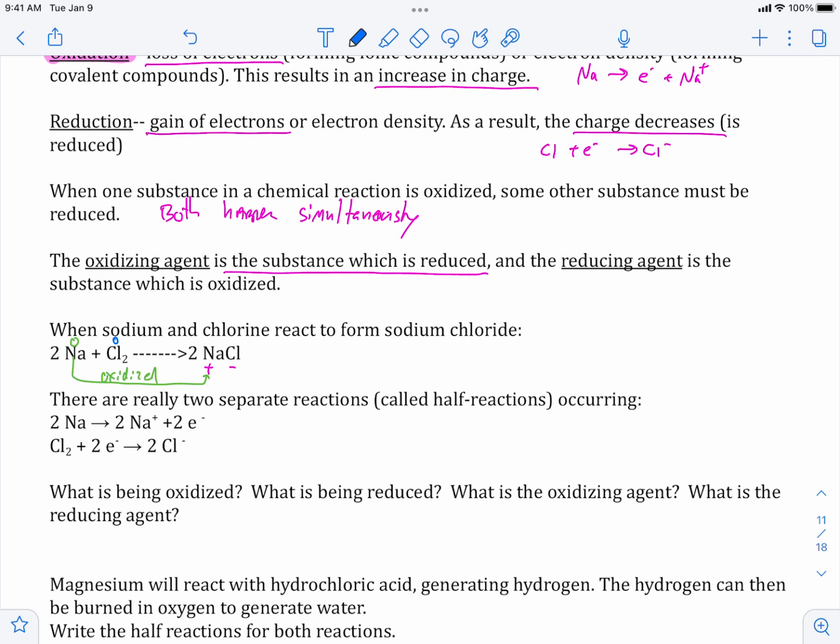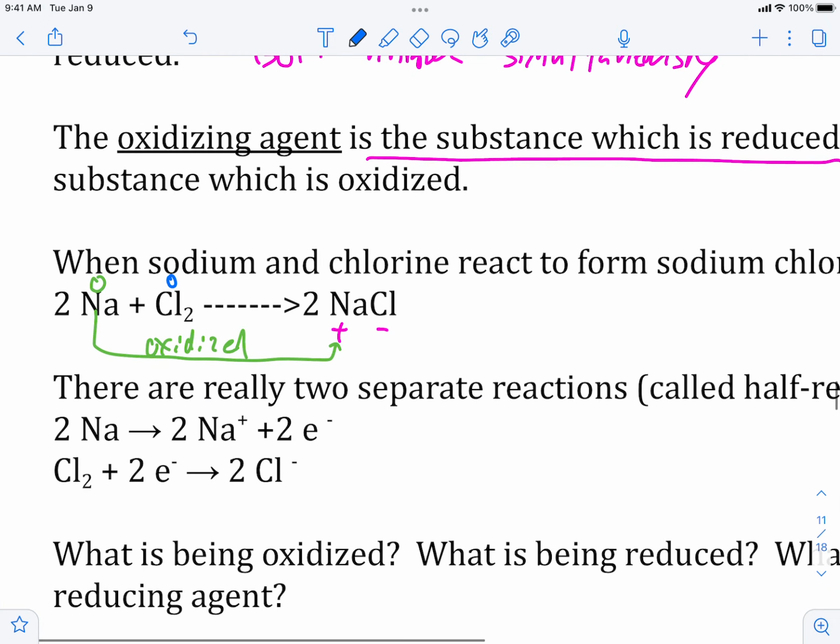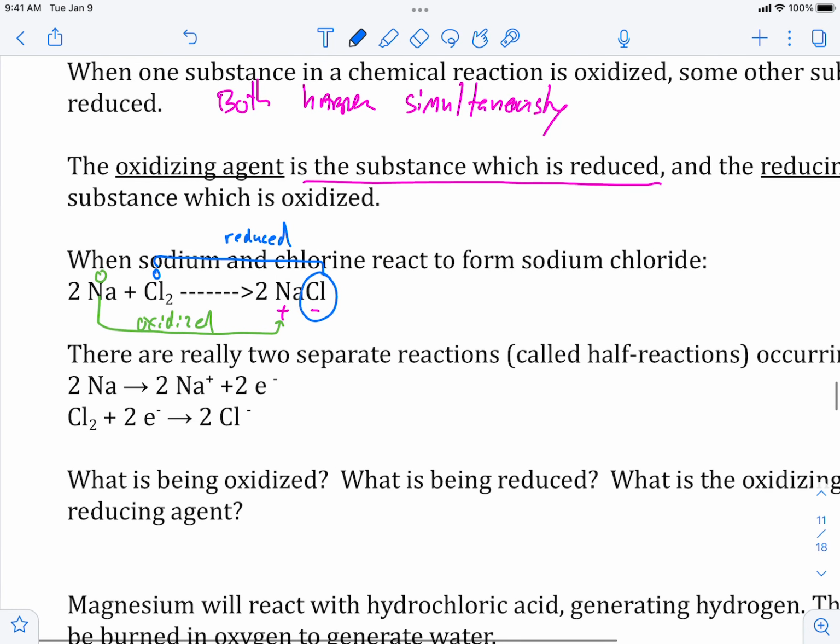Chlorine's charge at the beginning is 0. But as we see, it went and became negative. So chlorine's charge went down. Chlorine was reduced. So the element that was oxidized caused the other element to be reduced.